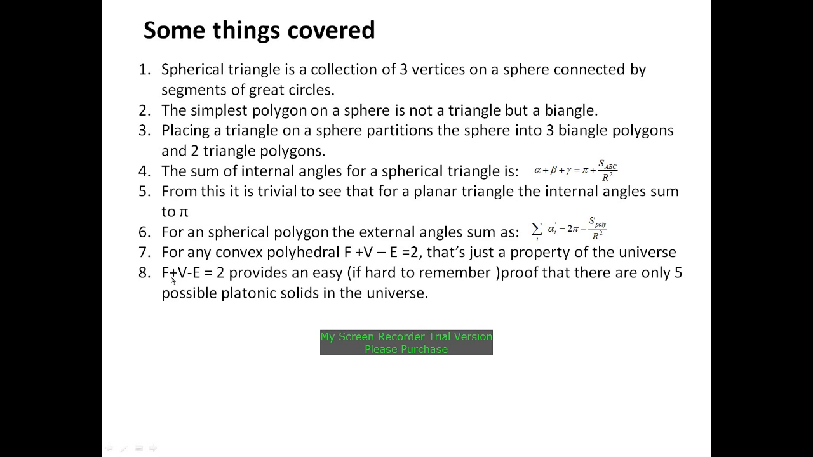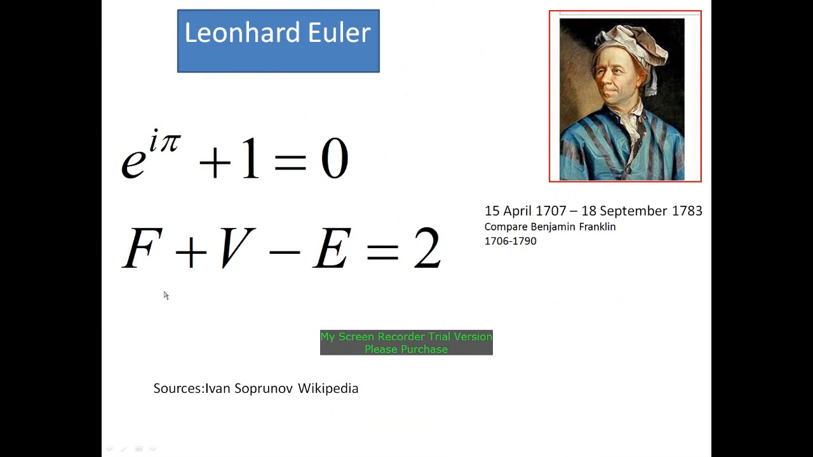where we look at this equation, Euler's formula, f plus v minus e equals 2. It provides an easy, if perhaps hard to remember, proof, at least I have a hard time remembering it on occasion, that there are only 5 possible platonic solids in the universe, because this easily converts into an inequality based on the number of edges per face and the number of faces coming together at each vertex. So we've basically shown here that f plus v minus e equals 2.